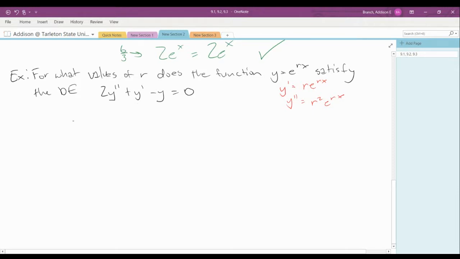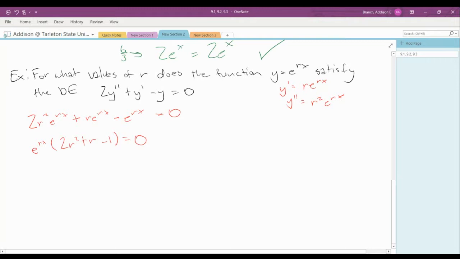Now that we have everything defined, we can plug it in. We get 2r squared e to the rx plus re to the rx minus e to the rx equals 0. Looking at our equation, we have a common factor of e to the rx that we can pull out. So we get 2r squared plus r minus 1 equals 0.